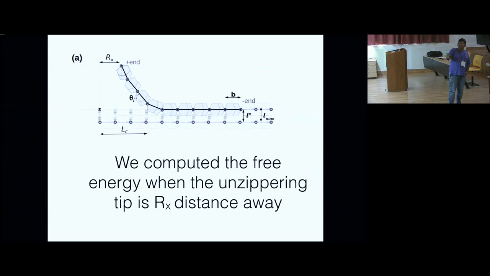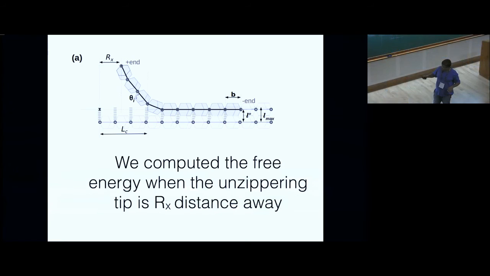Rx is basically the distance from the straight conformation. If the protofilament is completely unzippered, Rx will be very large. If Rx is 0, it means the protofilament is straight. So Rx is like an order parameter that one would keep track of in the simulation. So we did Monte Carlo simulations for this.